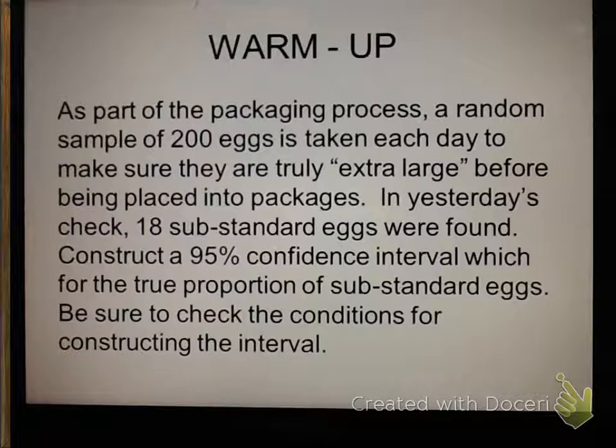So here's the problem we were going to do as a warm-up. As part of the packaging process, a random sample of 200 eggs is taken each day to make sure they are truly extra large before being placed into the packages. And in yesterday's check, 18 substandard eggs were found. So construct a 95% confidence interval, which gives us the true proportion of substandard eggs. And be sure to check the conditions for constructing the interval.